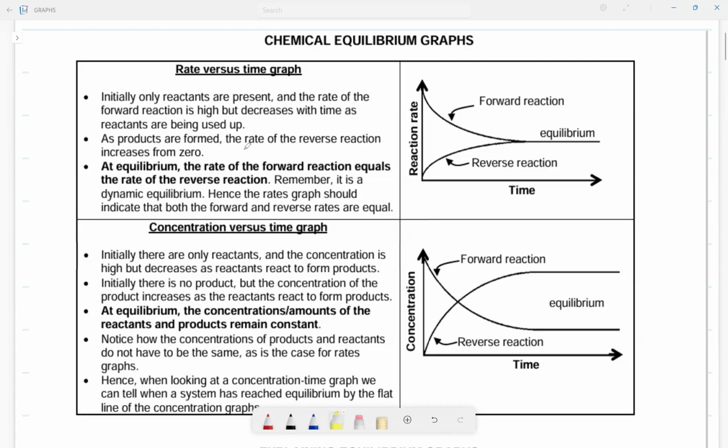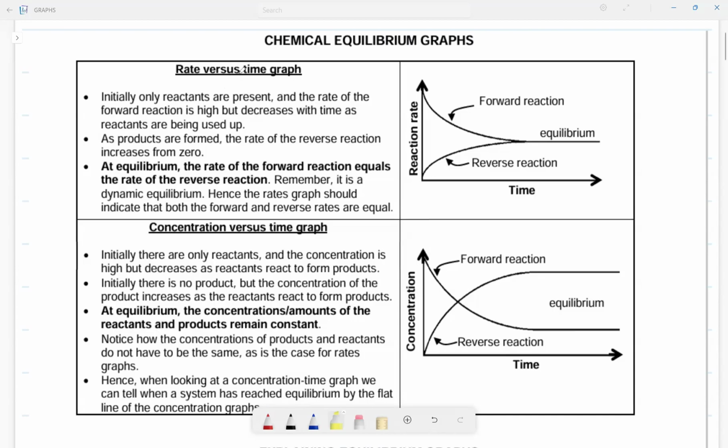The first one was Le Chatelier. The second one is going to be equilibrium graphs. The third one is going to be the most important. Not all of them are important, but the one where the struggle is the realest is Kc calculations. Without wasting any further time, let's look at this.